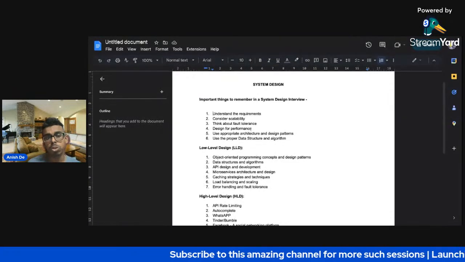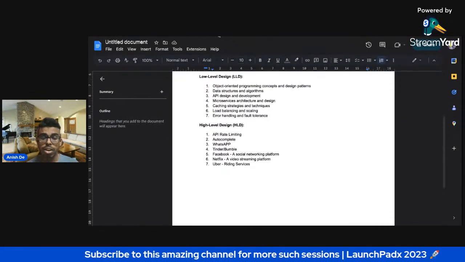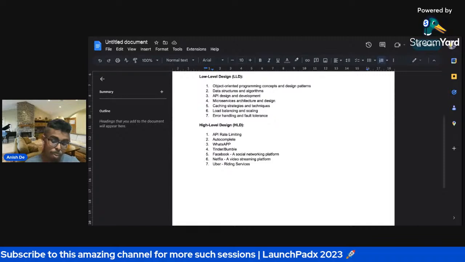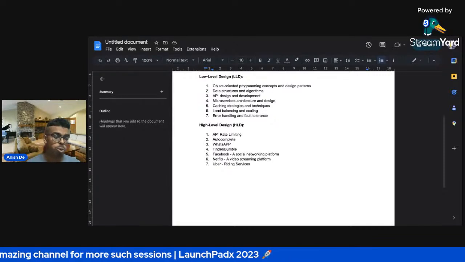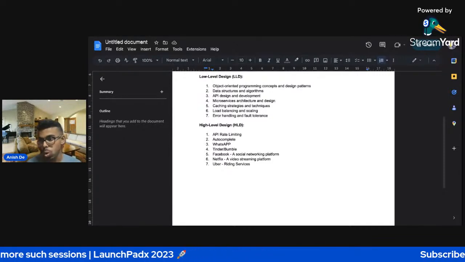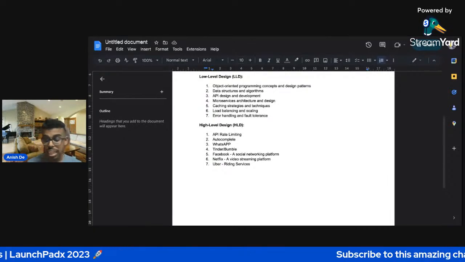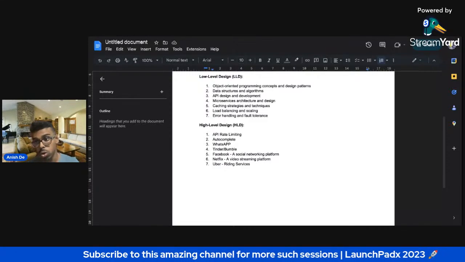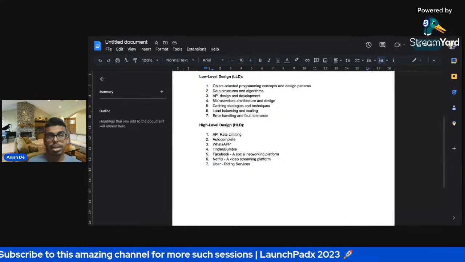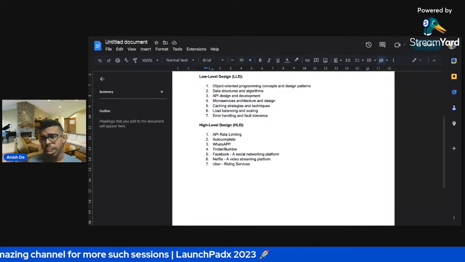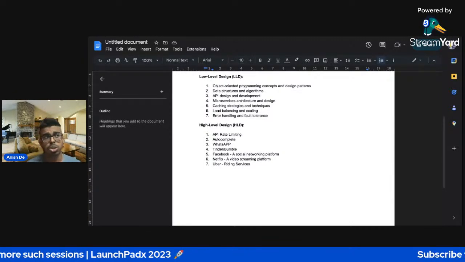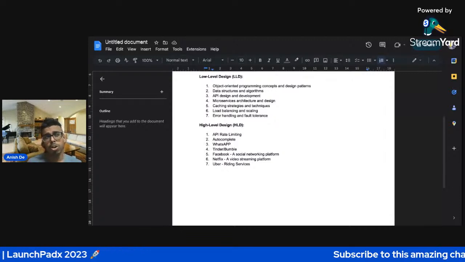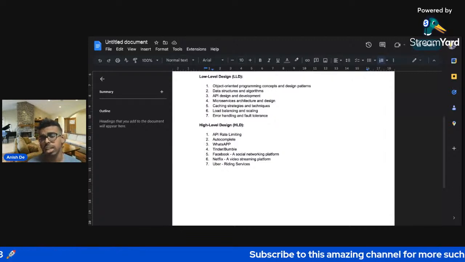And if we come to high level design, it's more about the upper level design. You have to design the things, not really code it, but tell the interviewer how you are planning to build that product, how you are planning to distribute the load, how you are planning to cache the data, and how you are planning to store the data, like what will be the schema of the database and so on.